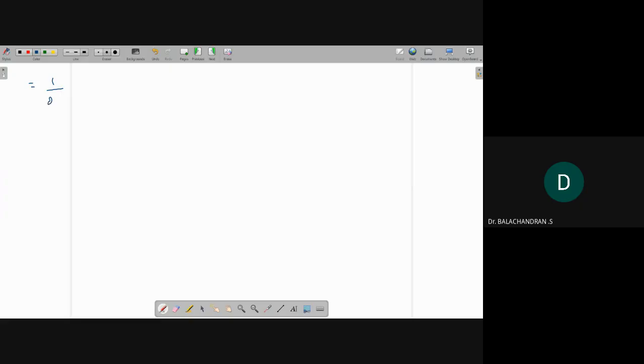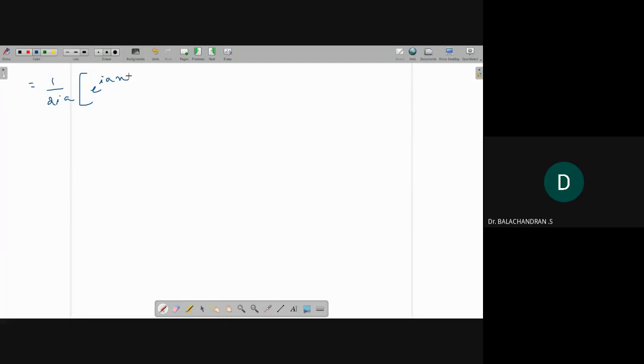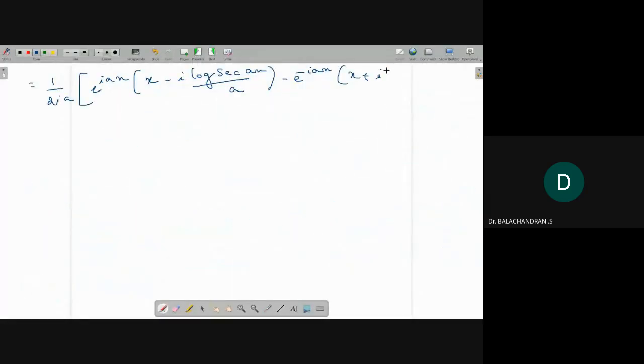1 by 2 ia into e power iax into x minus i log secant ax by a, minus e power minus iax into x plus i log secant ax by a, close the bracket.